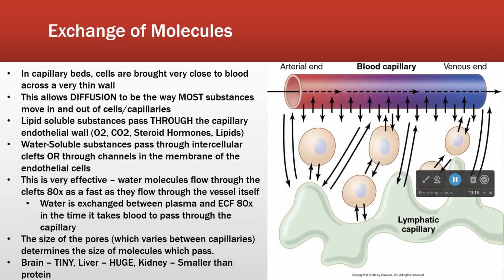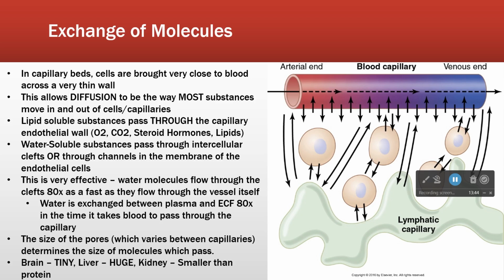So ultimately, in a capillary bed, we're taking blood and putting it very, very close to tissue cells across a very thin wall, right? So you have a great setup for good diffusion. Remember, diffusion occurs best when it occurs over a small space, right? So the capillary wall being very small allows diffusion to occur very rapidly.